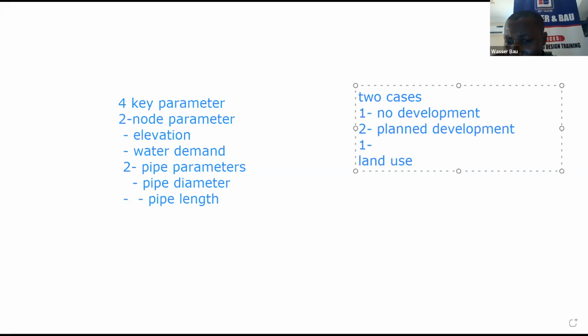Okay, so take note of those two scenarios. Is the place built? Is the place developed? Is the place not developed? With that, you'll be guided on what to use. Right? Good.